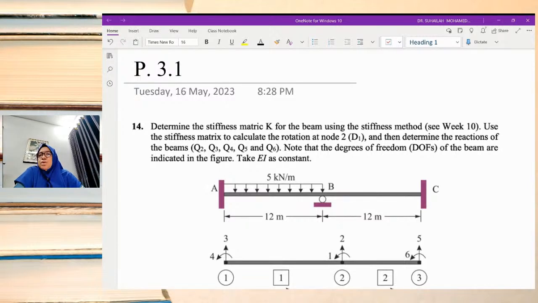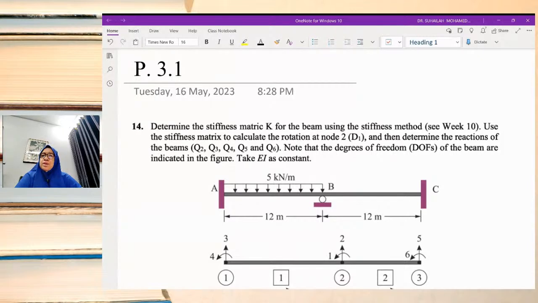Okay, Alhamdulillah, you can now hear my voice. So the degree of freedom is given in the question. There are three nodes A, B, C. Joint is node. So in total, there are 6 degrees of freedom.